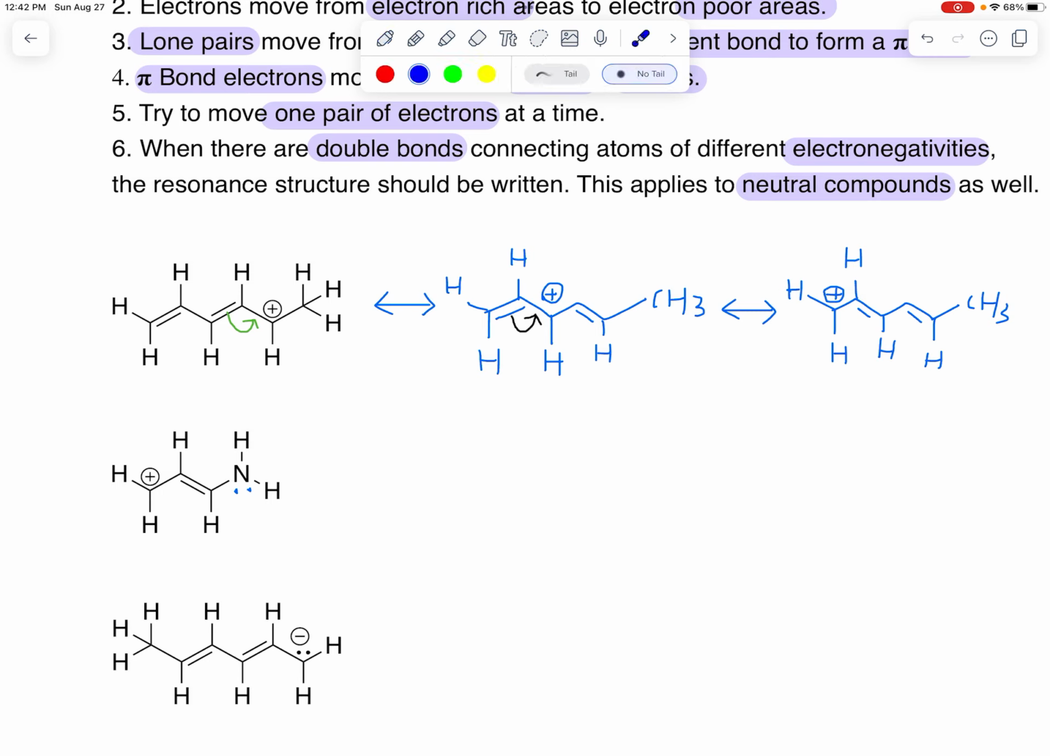Again, we're going to move electrons from electron rich to electron poor. Let me use my green to bookkeep the electrons, so I'm able to write a resonance structure.